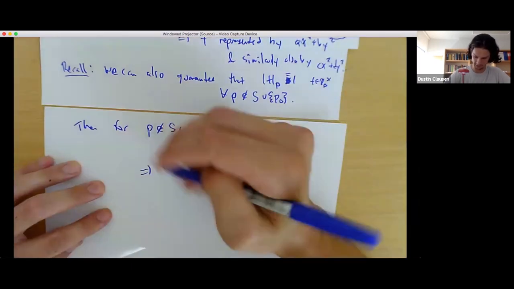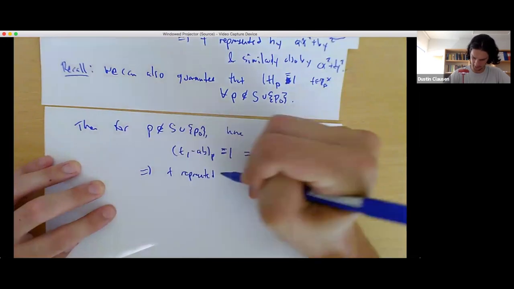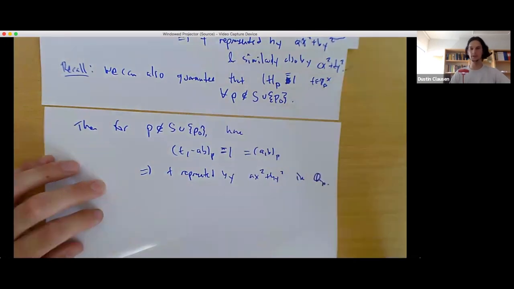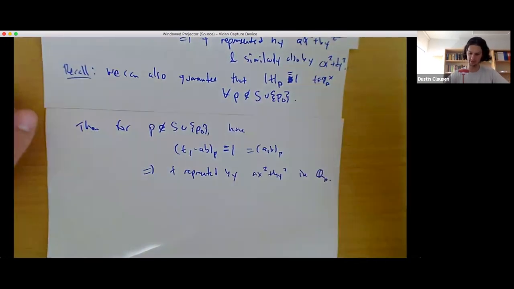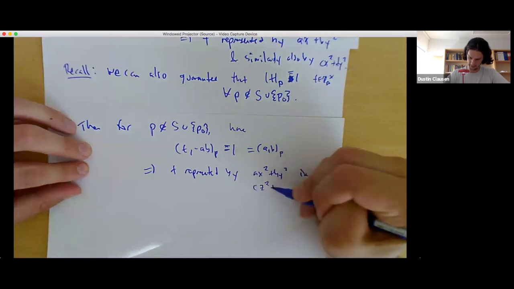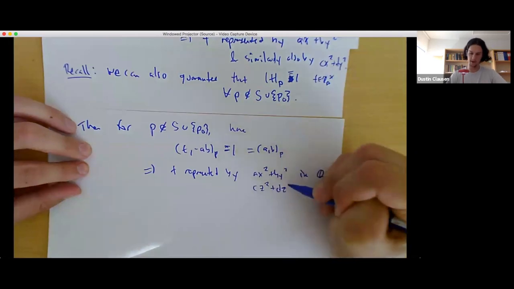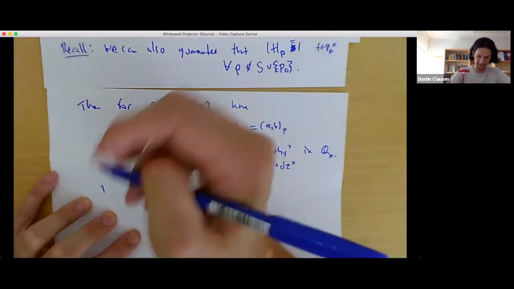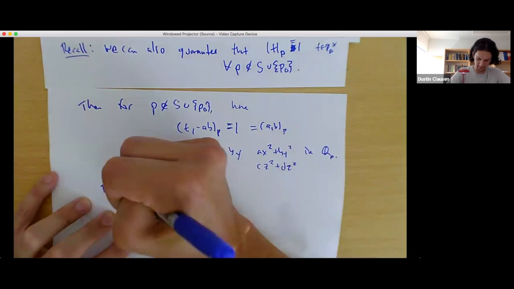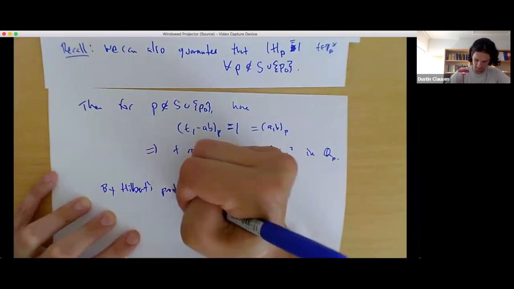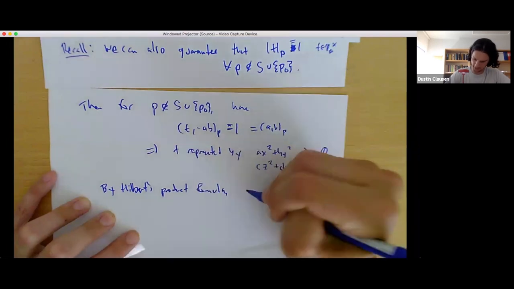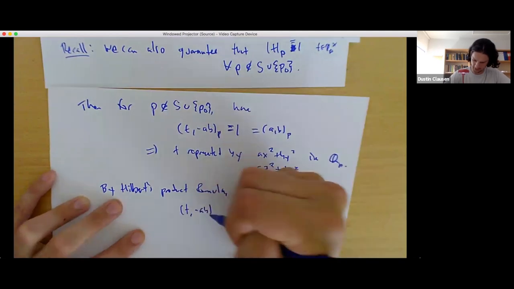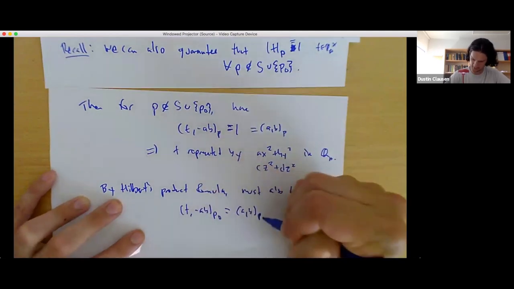So t is also represented by ax squared plus by squared in these Q_p. So the only place left for which we don't know that t is represented by our form is p_0. But that's only one place. And by Hilbert's product formula, we must also have that (t, -ab)_{p_0} is equal to (a, b)_{p_0}.